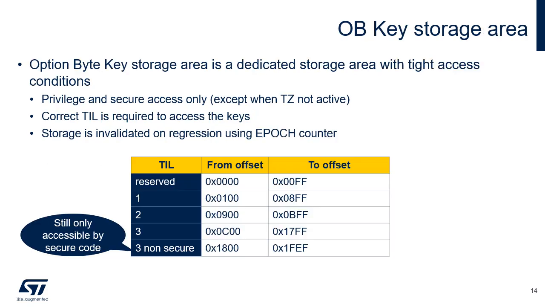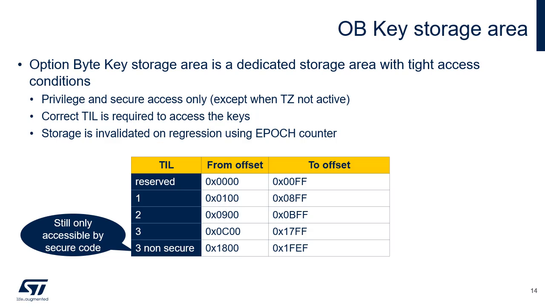Option byte key storage, or OBK, is a mechanism dedicated to storage of small data with high protection requirements, mostly cryptographic keys. The keys stored in this area are protected not only by the TIL, but also encrypted using an epoch counter in the initialization vector. The epoch counters are incremented on each regression, making it impossible to recover the OBK contents after regression was made. New provisioning or installation of keys must be made.